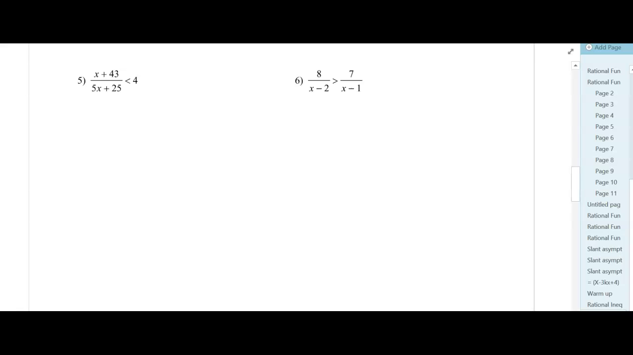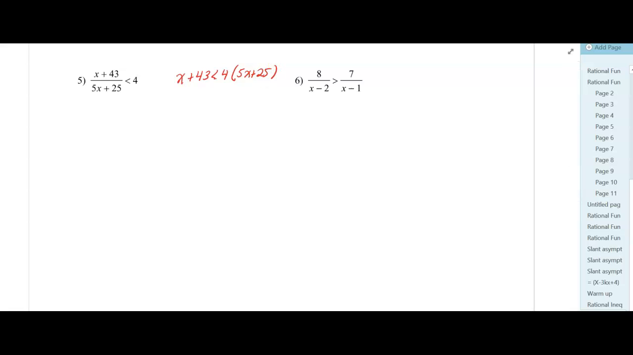Okay, problem number 5. We have a rational inequality again. The most common mistake would be to multiply and write the inequality x plus 43 is less than 4 times the quantity 5x plus 25. So I'm going to write that down, but I do not want you to write this down. This is the most common mistake.